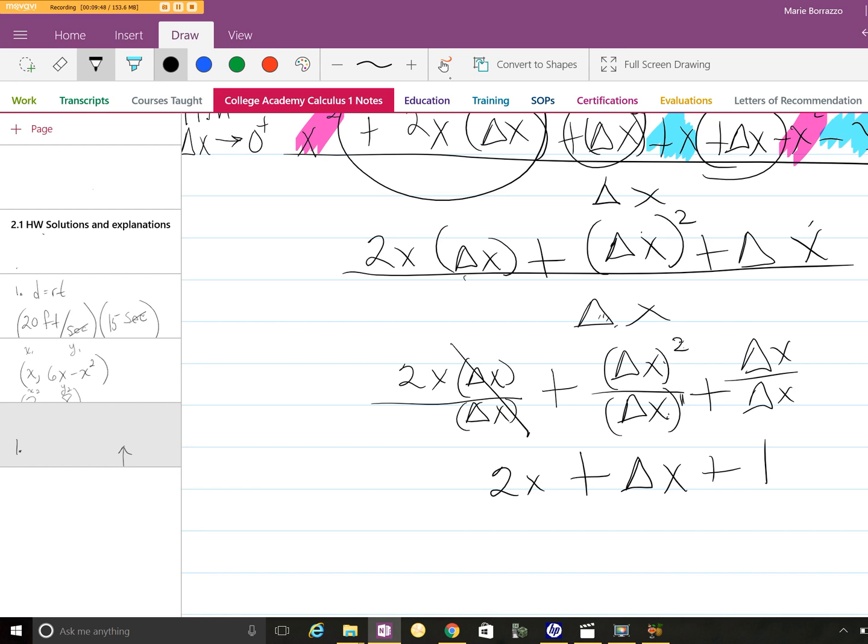Now, what do we know? We know that the limit as a change in x approaches 0 from the right hand side. So 2x plus 0 plus 1. Final answer, 2x plus 1. Alright, so that's 15 and 16. Quite lengthy.